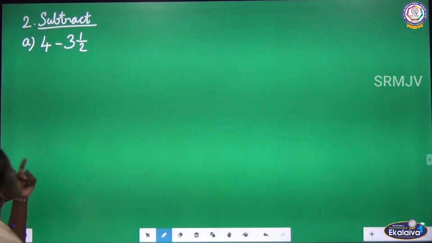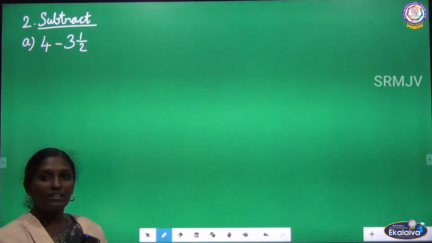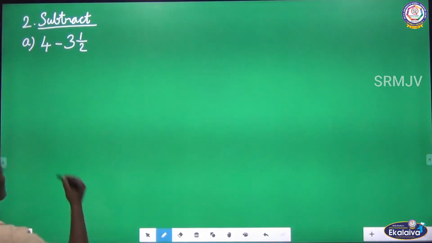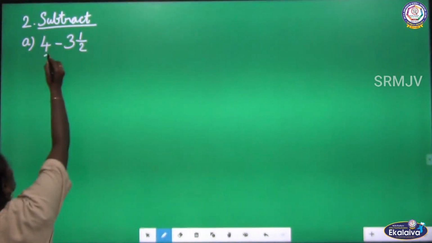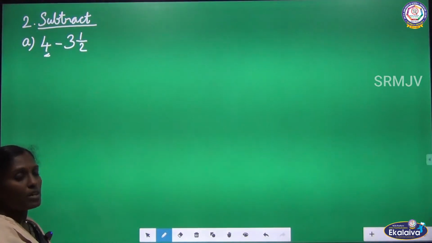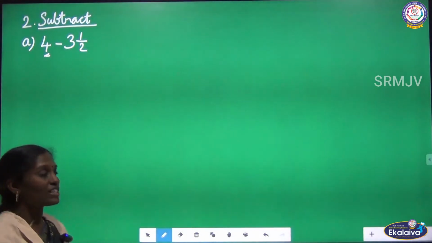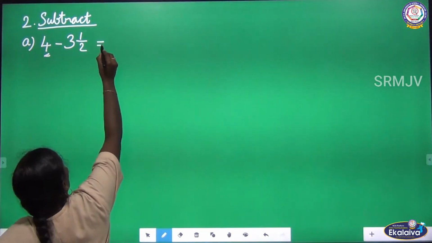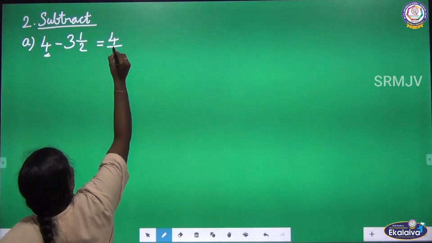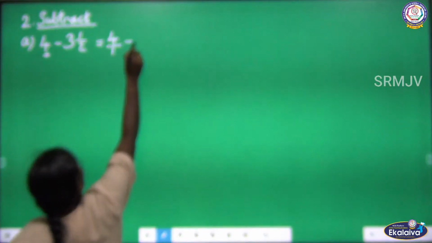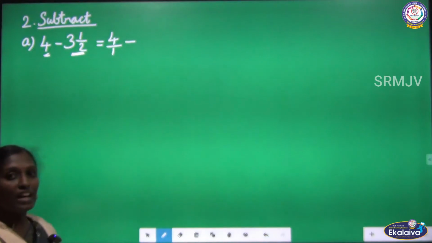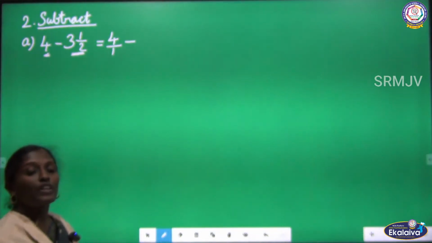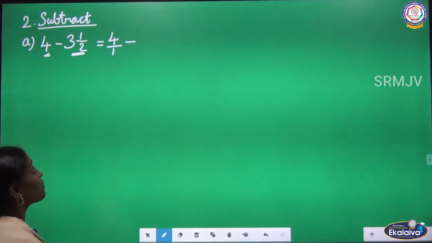The next question, now we are going to subtract the mixed numbers. See the question, 4 minus 3 1 by 2. 4 is the whole number. How will you write a whole number in fraction? 4 by 1, isn't it? For the whole numbers, the denominator is 1. See the second fraction is a mixed number. We have to convert it into improper fraction.